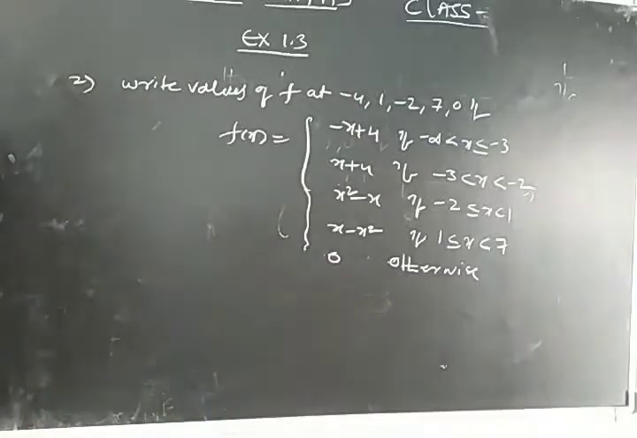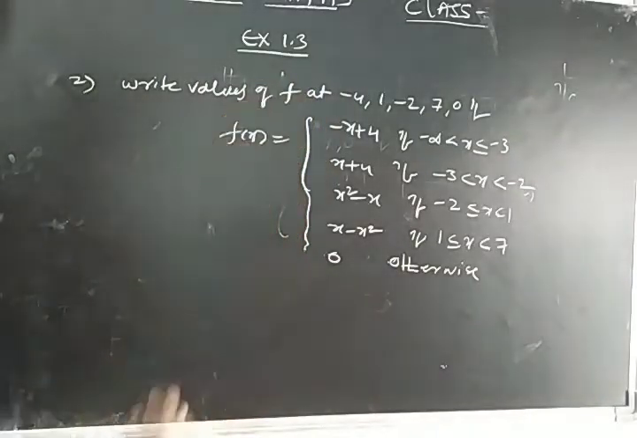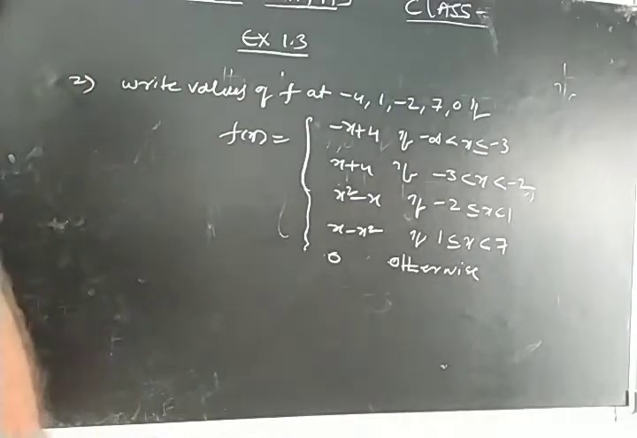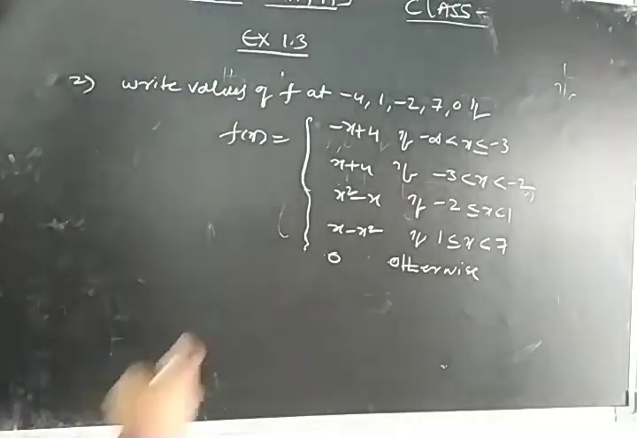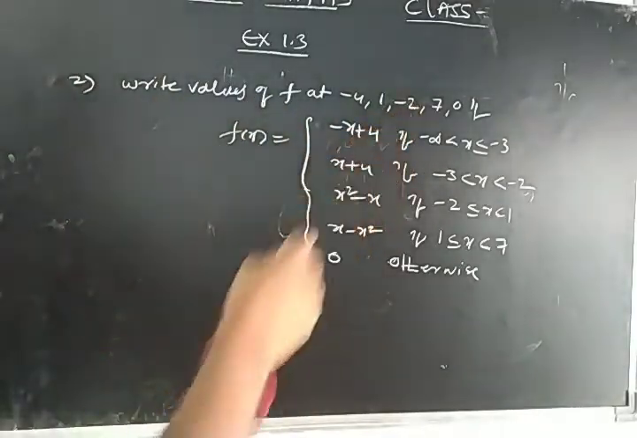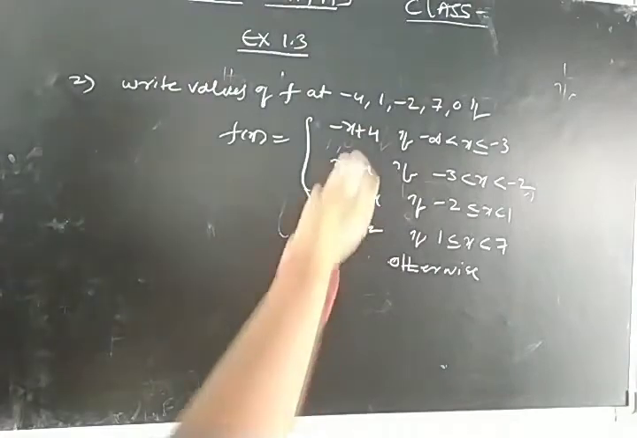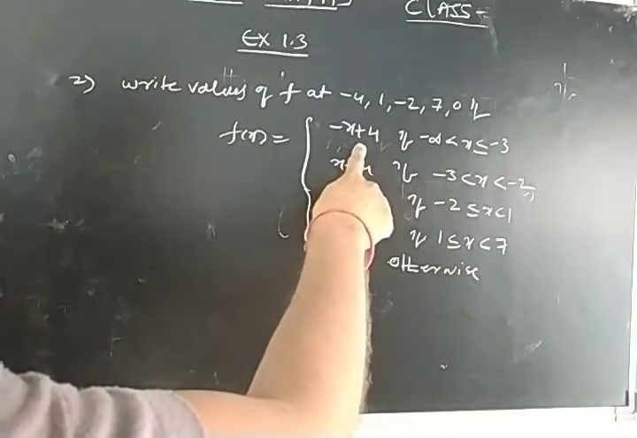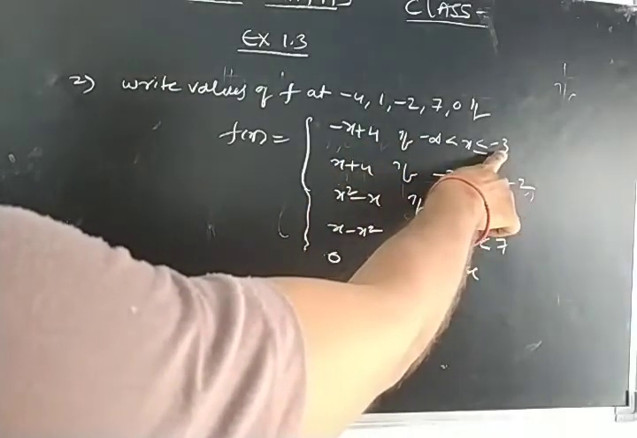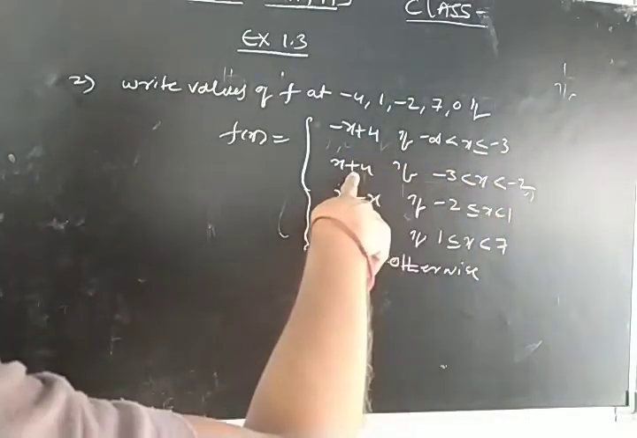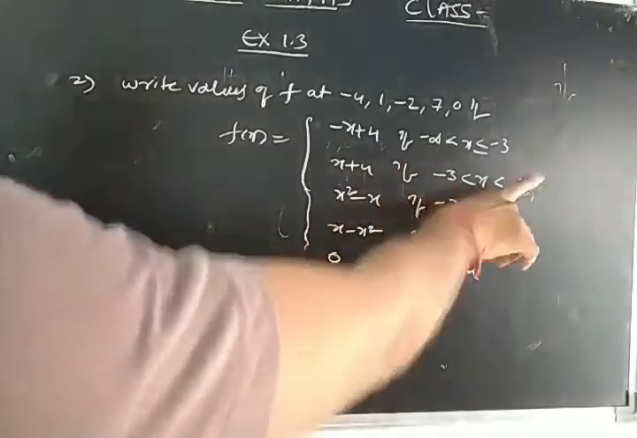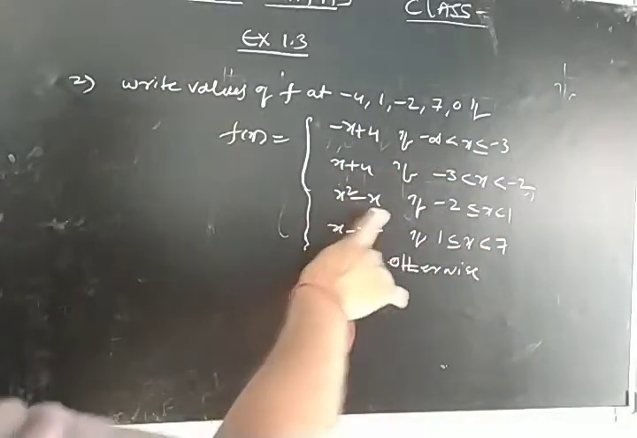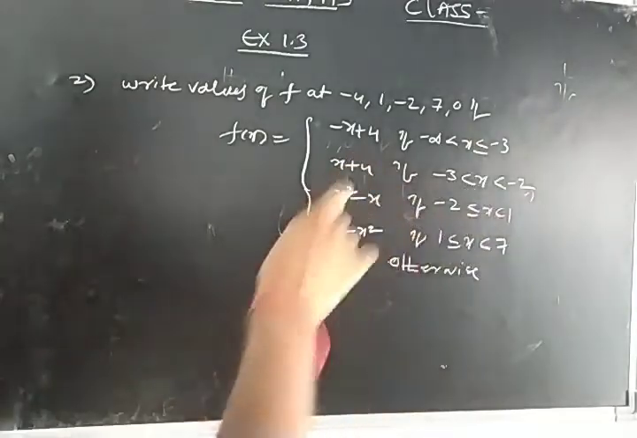Morning students, today we are going to solve the remaining problems in exercise 1.3, second problem. Write the values of f at minus 4, 1, minus 2, 7, 0 if we have these 5 definitions. Use the first definition if x is less than or equal to minus 3. Use this definition if x lies between minus 3 and minus 2. And here, use the definition according to the condition.